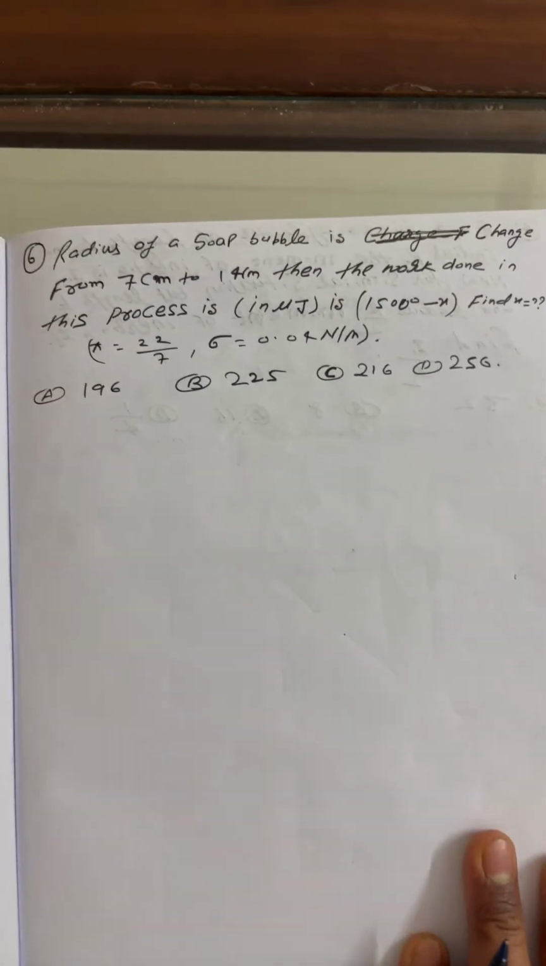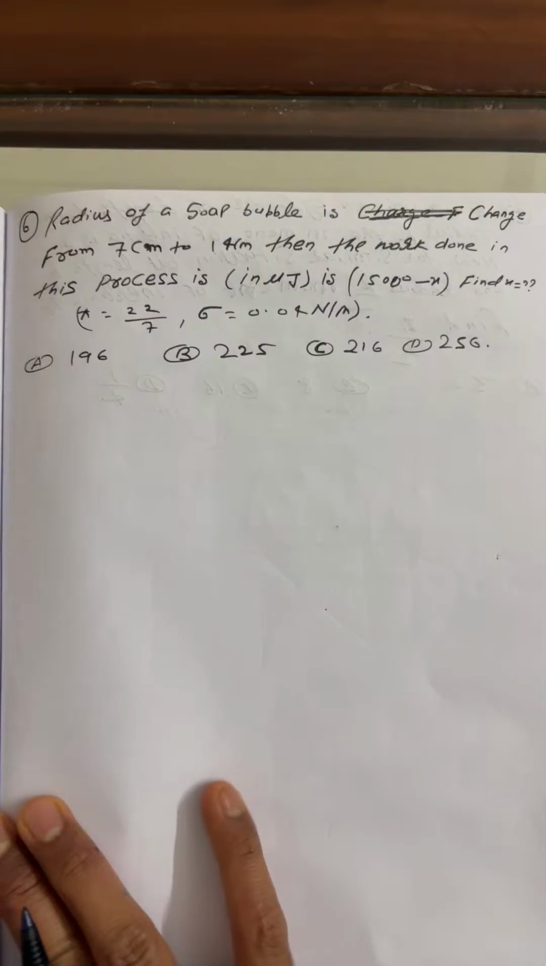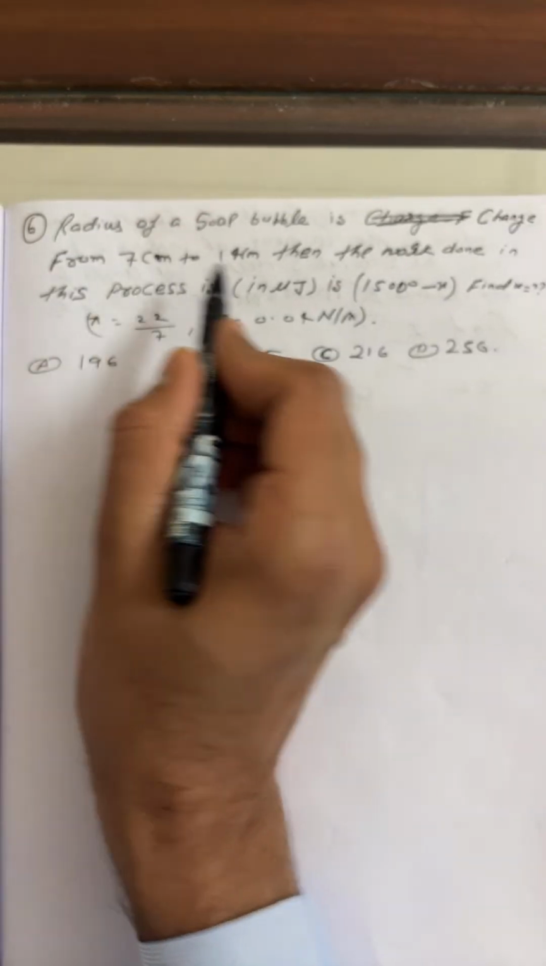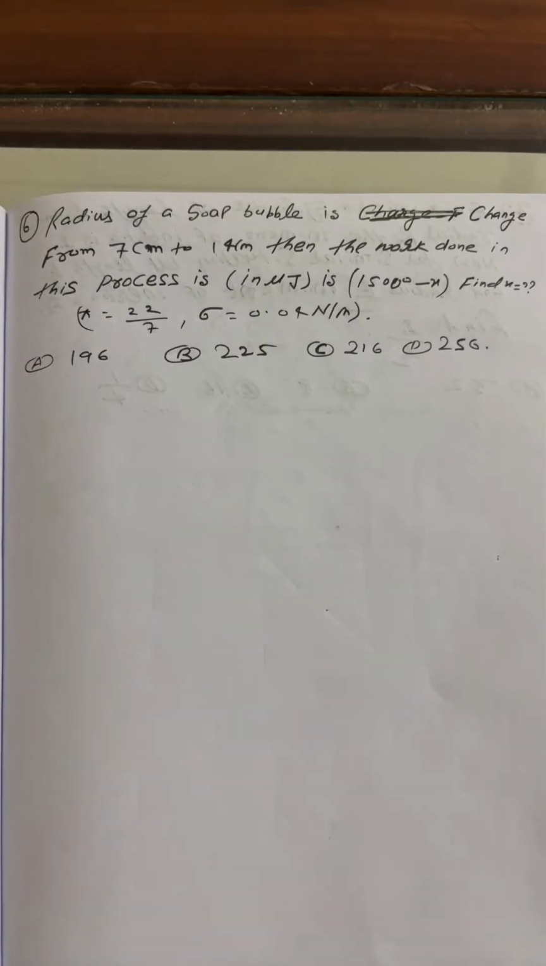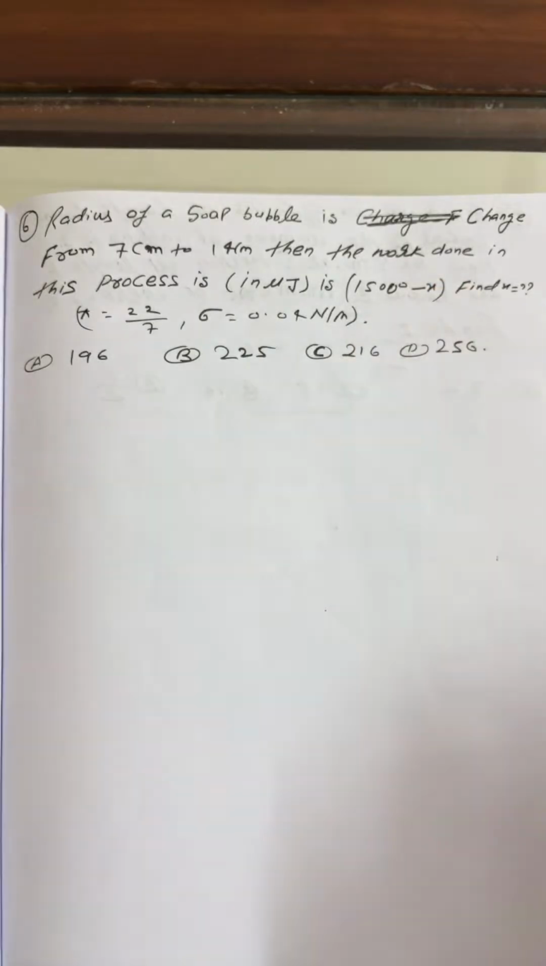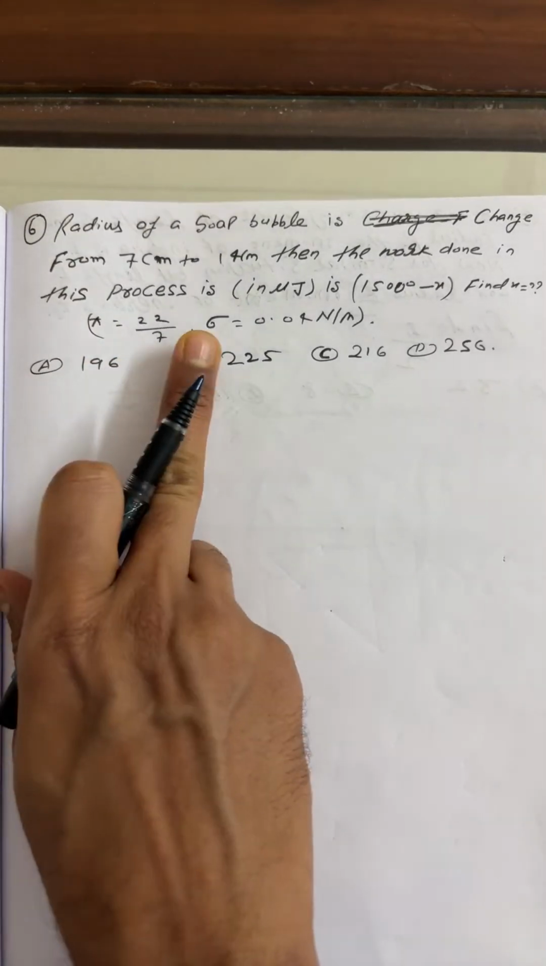What was the next question here? The radius of a soap bubble is changed from 7 centimeter to 14 centimeter. You can see, beta, the initial radius of the soap bubble is 7, final is 14. Then the work done in this process in microjoule is already mentioned, 15,000 minus x. Find x. For this calculation you need to take pi as 22 by 7 and sigma.